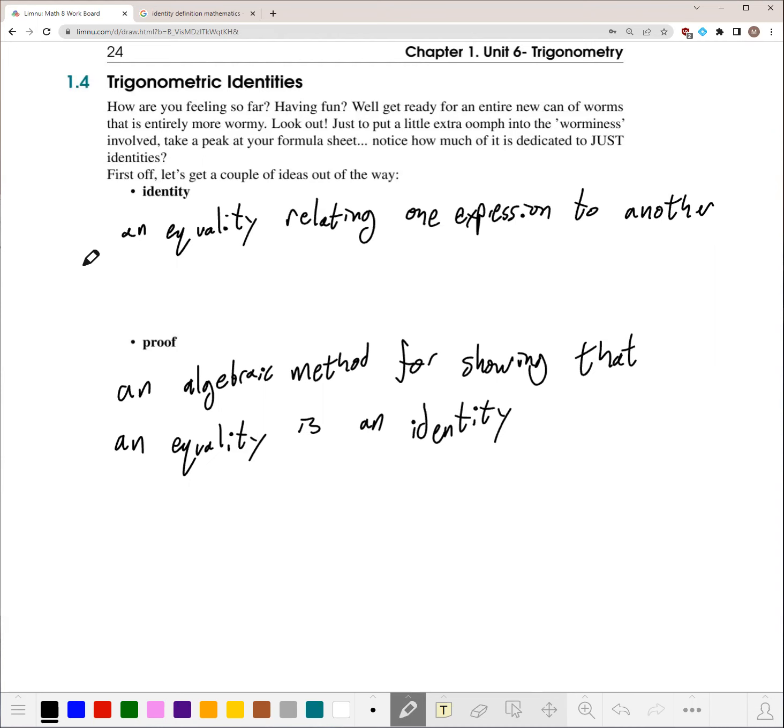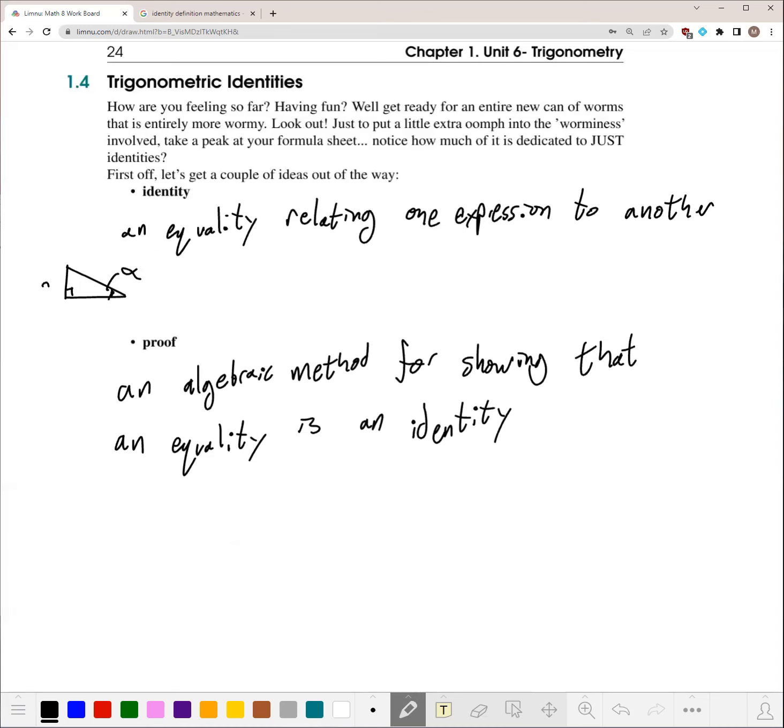Before I go further, what am I even talking about? Well, an identity is an equality relating one expression to another. So an example is if I have a triangle. Let's draw a triangle. I'm going to use lines here for triangles. And I'm going to ask you to pretend along with me that this is, in fact, a right angle triangle. So if I have an angle here that's given to me, we'll call this angle alpha just for fun.